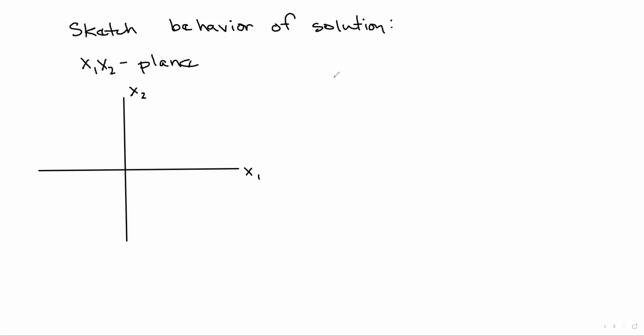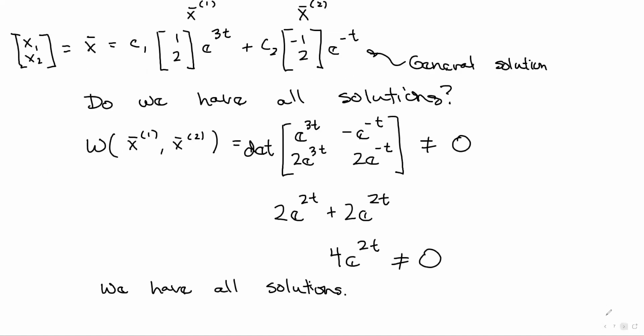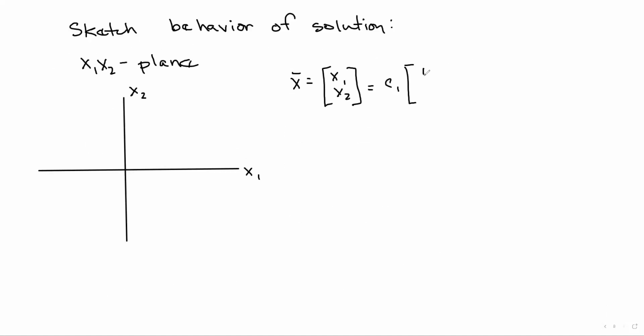So let's start off by just transcribing that previous page over so that it makes it a little bit easier. So we've got x equals x1 over x2. And we know that equals c1 times, what was it? I already forgot. 1, 2, e to the 3t plus c2 times negative 1, 2 times e to the negative t.